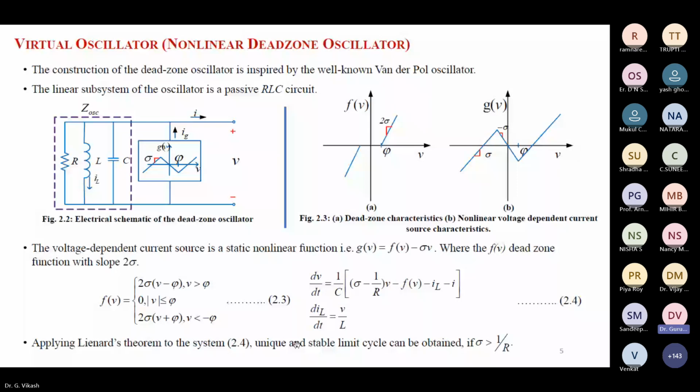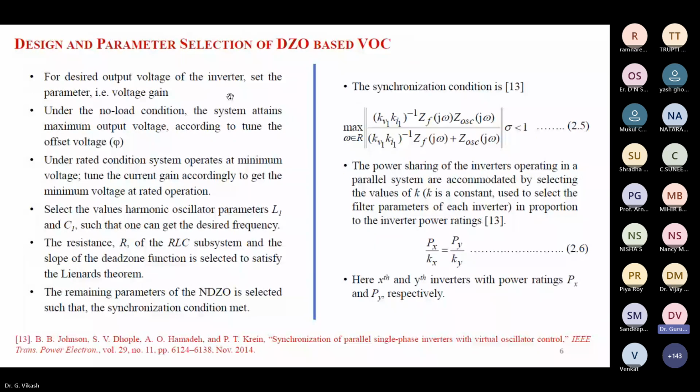Okay, and coming to the design and parameter selection of DZO based VOC. So here the reference 13. Actually, this VOC is patented by Professor Brian B. Johnson. He is an American scientist. He invented this VOC. Actually, the VOC dynamics are there in mathematical concepts. He published some patents on this VOC. He applied those mathematical concepts to parallel inverters. Okay, and he has published several IEEE transactions. And from this reference, you can easily design the parameters of DZO.